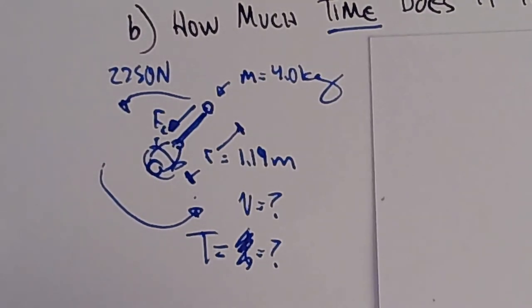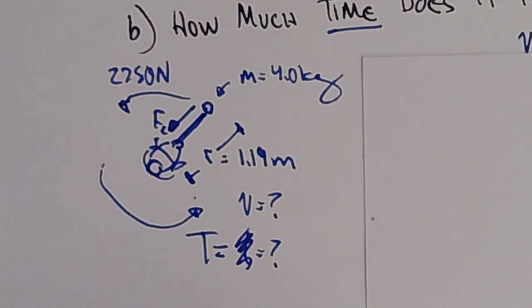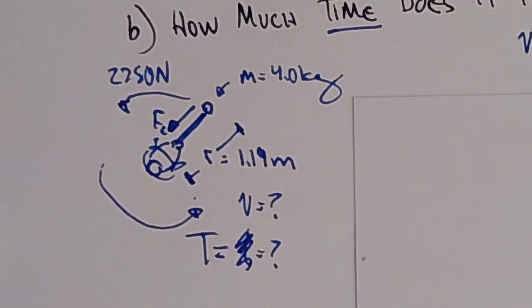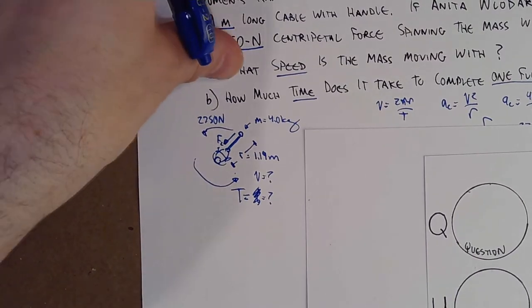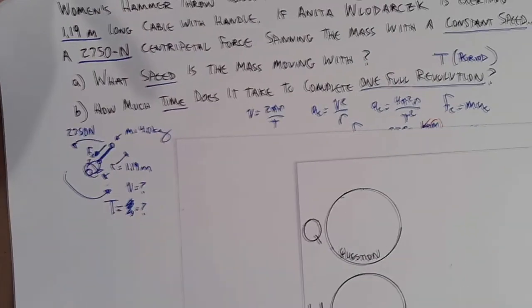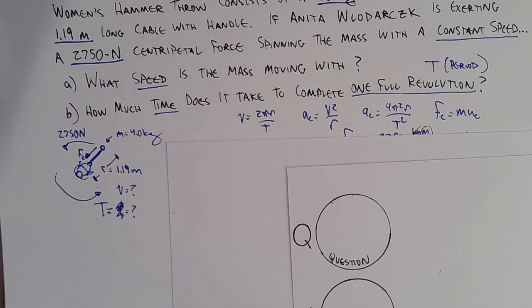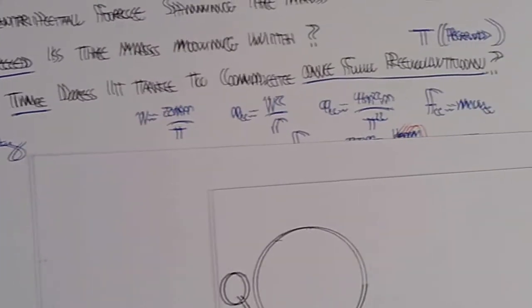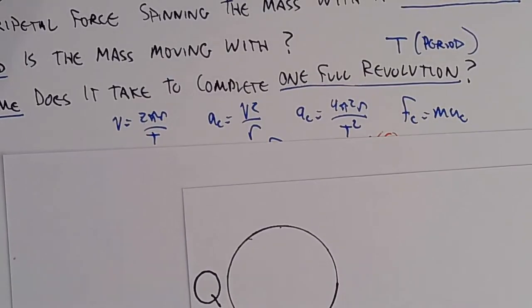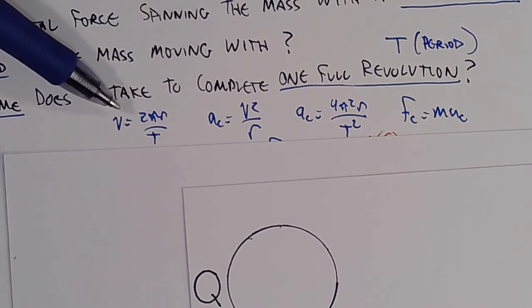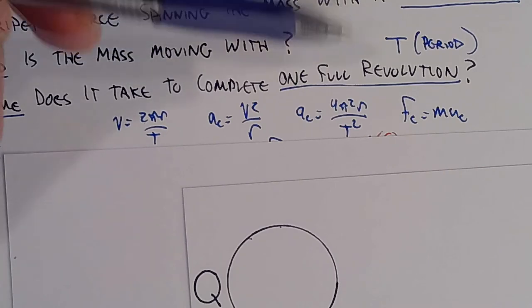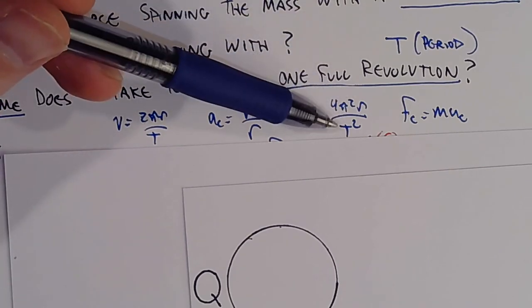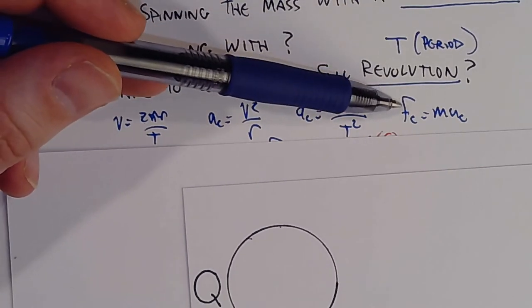So, in setting up my solution, first thing I'm going to do is take a look at the tools that I have available. So across the top of my paper, now you don't have to do this obviously, depending on your resources, I wrote the basic equations that we're going to be looking at. We've got V equals 2 pi R over T, AC equals V squared over R, AC equals 4 pi squared R over T squared, and just the general equation FC equals M AC.